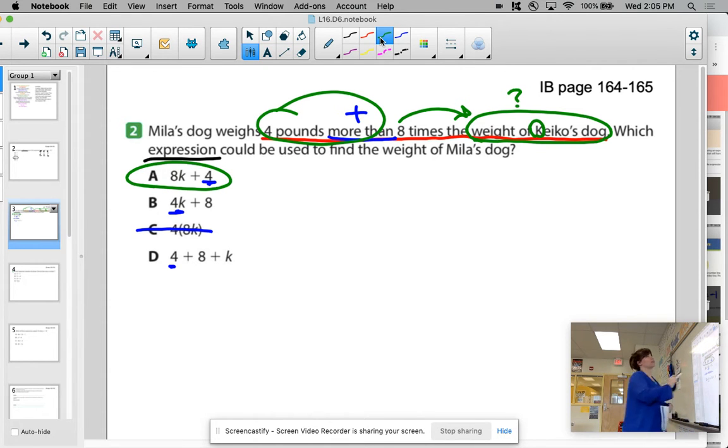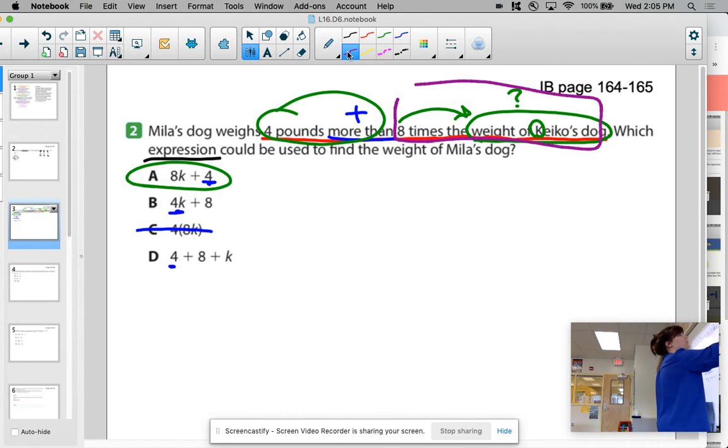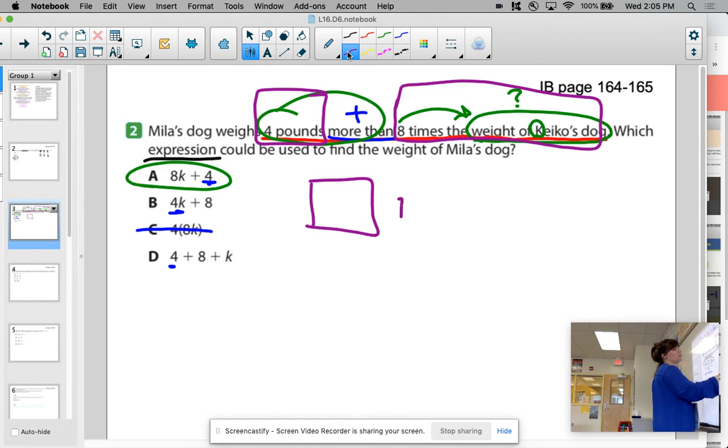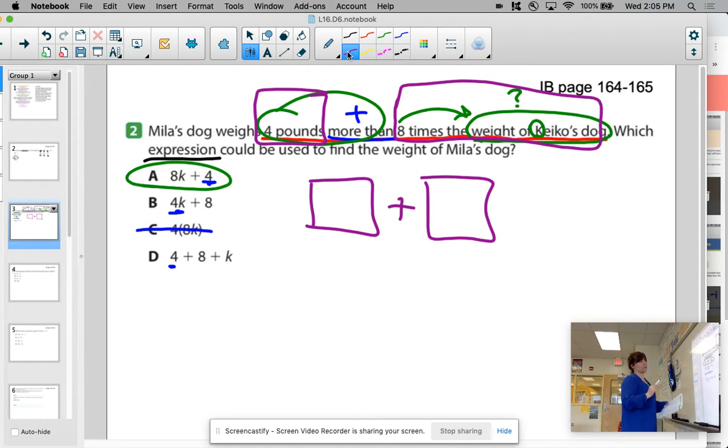Okay, so we kind of dissected our words here to try to figure this out. 8 times the unknown is one piece, and then the 4 is the other piece. We worked a lot in this unit on talking about the structure of these expressions. So these are 2 things being added, and that matches letter A.